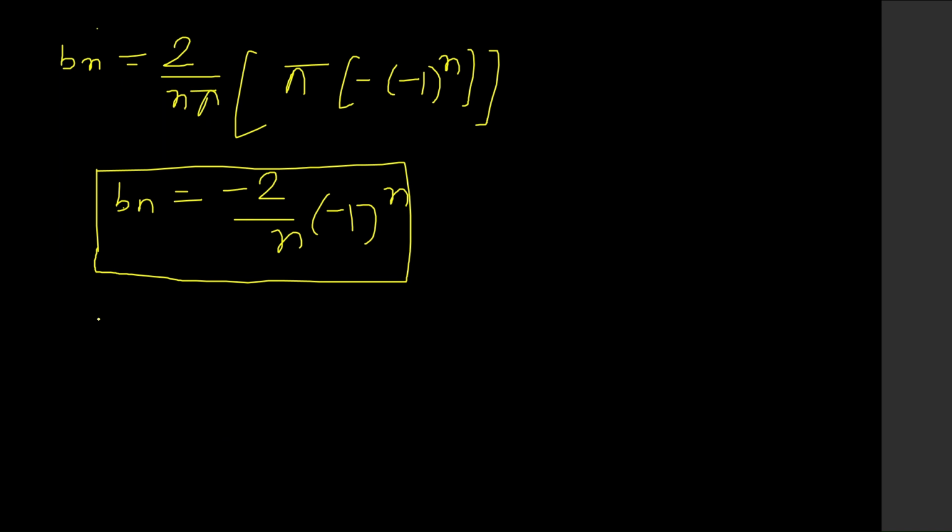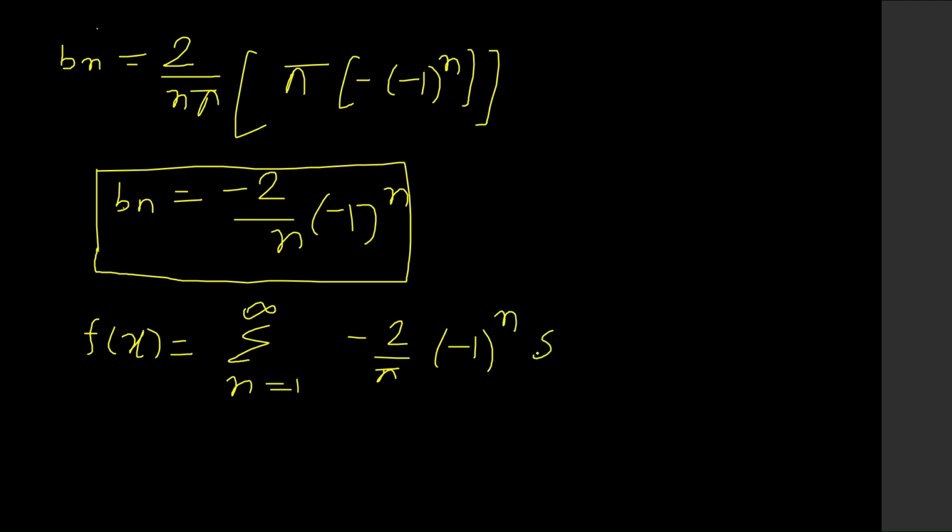So now, using the Fourier series, we have to put the formula with all the coefficients. So we will get a naught and a n as 0. So we will get summation n equals 1 to infinity, minus 2 by pi, minus 1 to the power n, sine nx. So here is our answer.